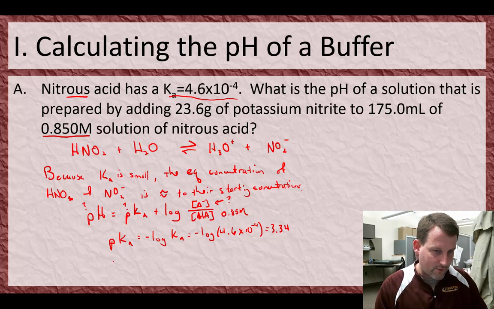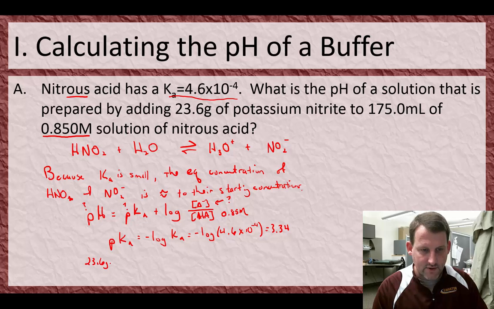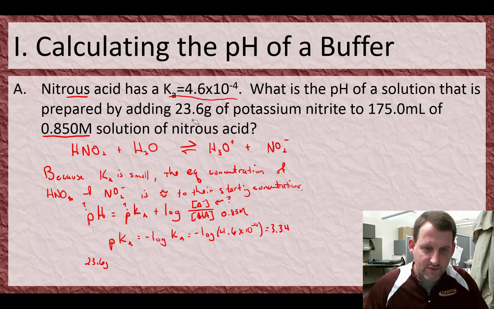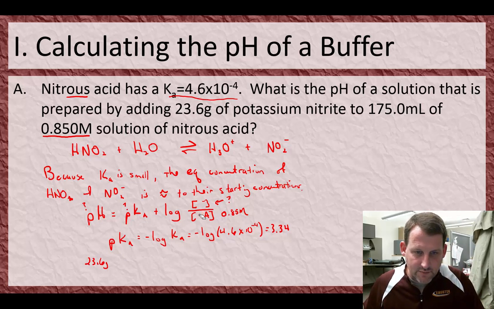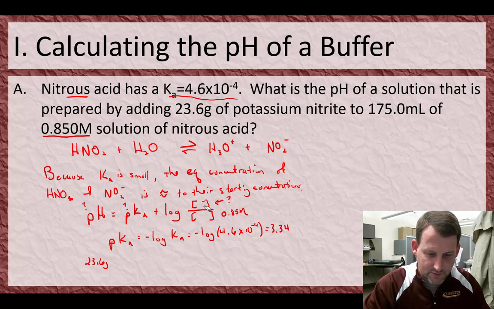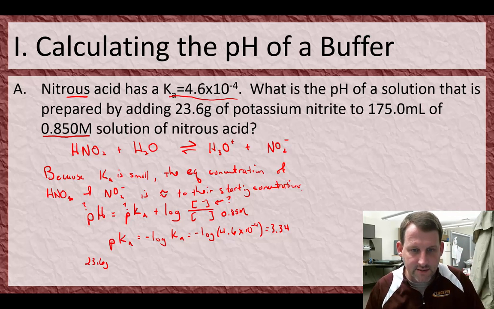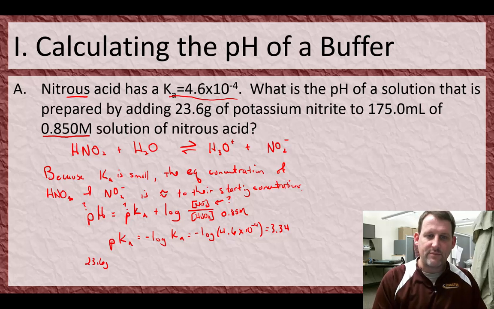All right, now one more thing. We still have to figure out this A minus concentration. So we're going to take 23.6 grams of, you know what, I'm going to fix that. I really shouldn't have used A minus here because we do know what acid we have. So I'm going to just switch those out real quick. I apologize. And this should be NO2 minus, and this should be HNO2. We have them, so we might as well put them.